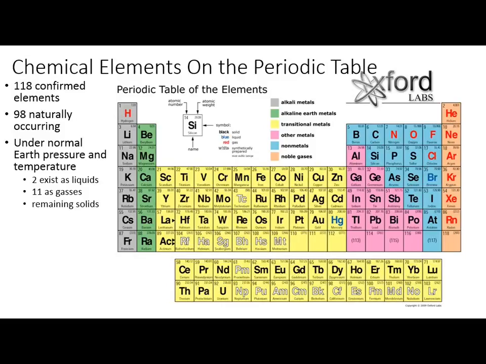Most of the elements are actually solids. There are just a few that are gases and only 2 that are liquids. The 2 that are liquids are shown on here. I'll go ahead and circle them. I want to start getting a sense for that. The 2 that are liquids are mercury, whose symbol is Hg, and bromine, whose symbol is Br. Those are liquids.